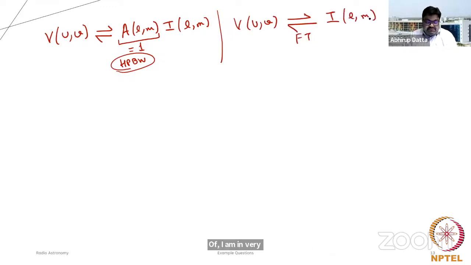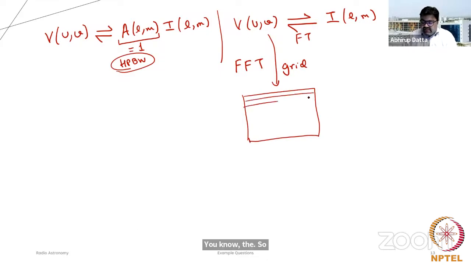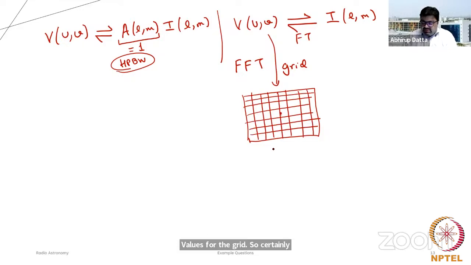Very simplistic assumptions. Now, for a Fourier transform to take place, there is something called a fast Fourier transform, which is only applicable if you can grid this data. So what you do is grid the data in a regular Cartesian grid, with different values for the grid. It starts from the center, which is U equal to 0 and V equal to 0, and extends to the maximum values of Umax and Vmax.